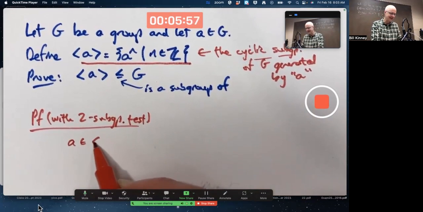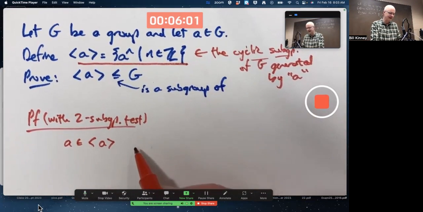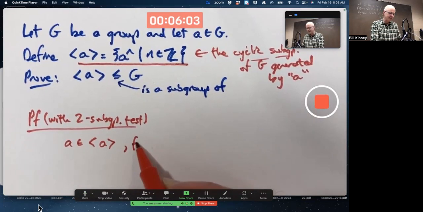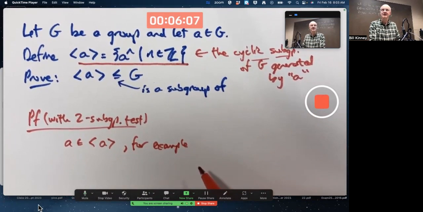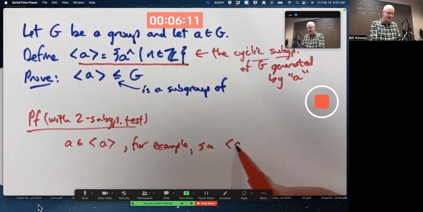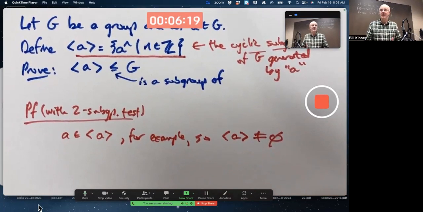A is in this cyclic subgroup generated by A, for example, but so is A squared and A cubed and the inverse of A. So it's non-empty. What do you have to do after that point? You have to verify that it's closed under multiplication and under taking of inverses.